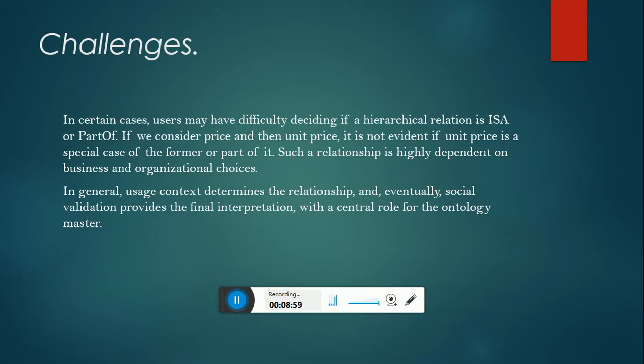So we have a challenge here. When we consider a price and then the unit price, it is not evident if the unit price is a special case of the former or part of it. So such a relationship is highly dependent on business and organizational choices. Also, in general, the user's context determines the relationship, and eventually social validation provides the final interpretation, with a central role for the ontology masters.